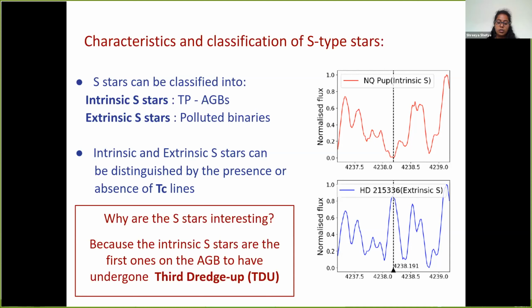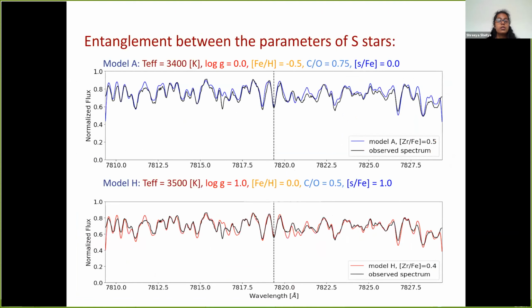So the intrinsic S stars are definitely very interesting to us, because we can use them to understand the third dredge-up physics, or even understand how the third dredge-up occurs for the first time and how it is related to other properties like mass and metallicity of the star. I won't be talking about the extrinsic S stars, but we will definitely hear more about these kinds of chemically peculiar stars in the next talk or in the talk of Anna Escorta tomorrow. So let's get back to the intrinsic S stars. As I mentioned, they are extremely interesting for understanding AGB nucleosynthesis, but it is not straightforward to perform a spectroscopic investigation of these S stars.